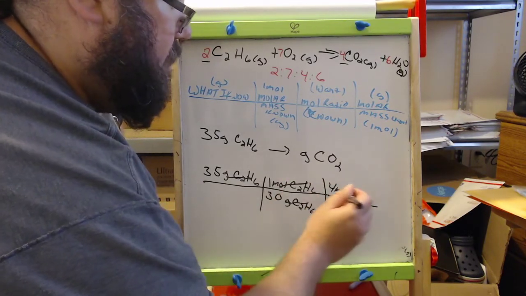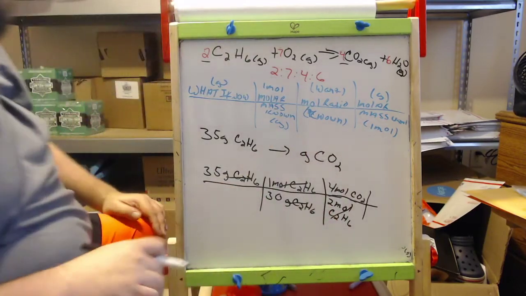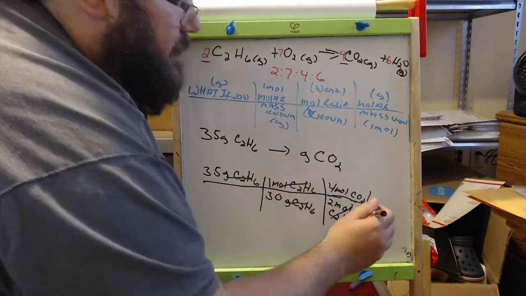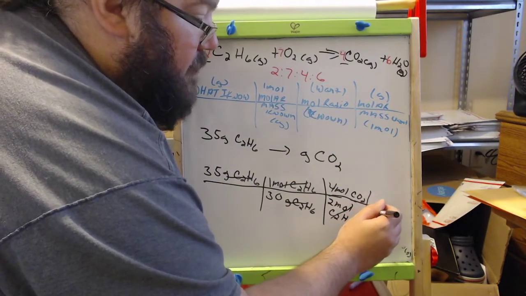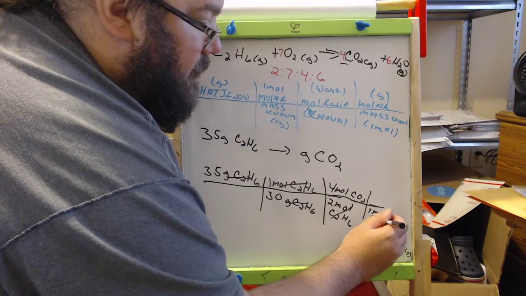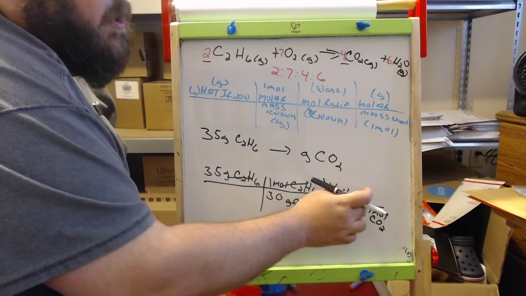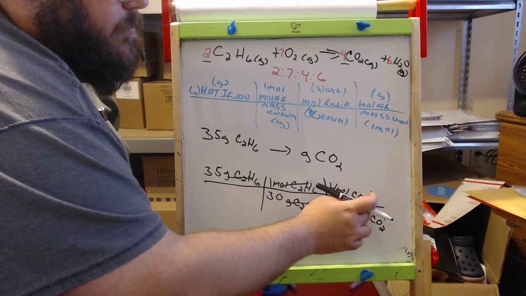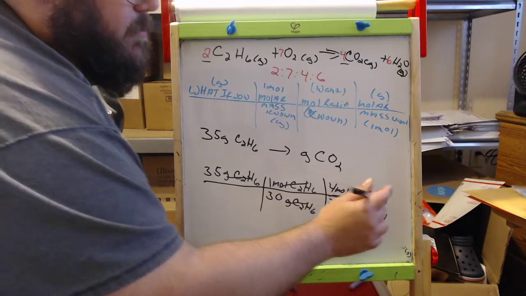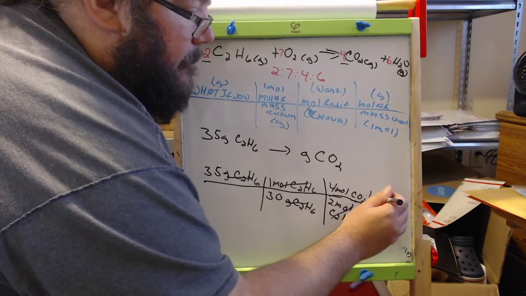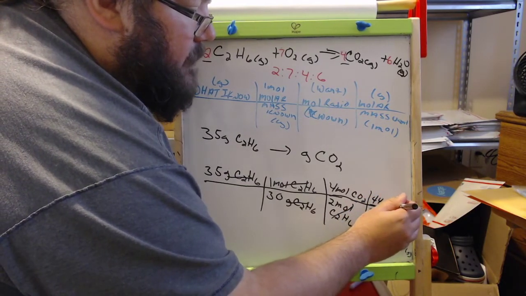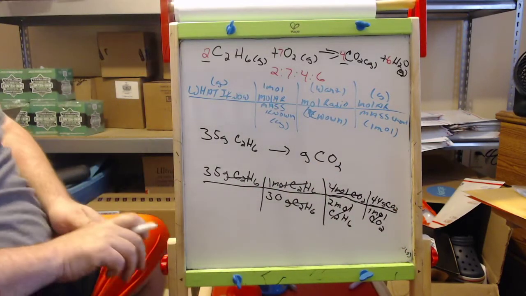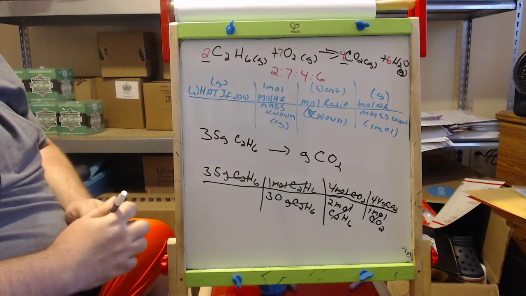Moles and moles cancel out. And since I want grams of CO2, I need the molar mass of CO2. Now 1 mole goes on the bottom here so that the moles cancel out, but the mass of CO2: oxygen is 16 times 2, that's 32. Carbon's 12, 32 and 12 is 44. 44 grams of CO2. Those will cancel out.